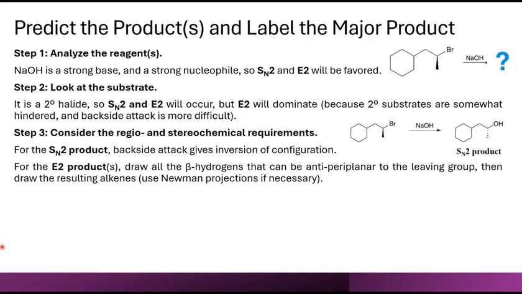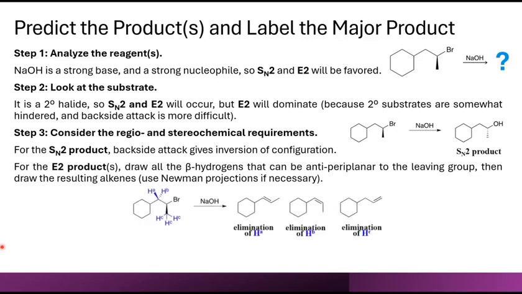For E2 products, draw all the beta hydrogens that can be anti-periplanar to the leaving group, then draw the resulting alkenes. We may have to at times use Newman projections. But note, in terms of beta hydrogens, here is our alpha carbon, here's a beta carbon, and here's a beta carbon. We have all of these potential beta hydrogens that can be part of E2. So we have HA, which is this one here, elimination product, HB, which is this one here, elimination product. So here's our trans, here's the cis species, and HC, here is this elimination product using one of these hydrogens here.